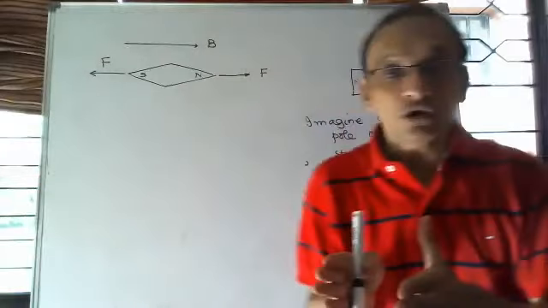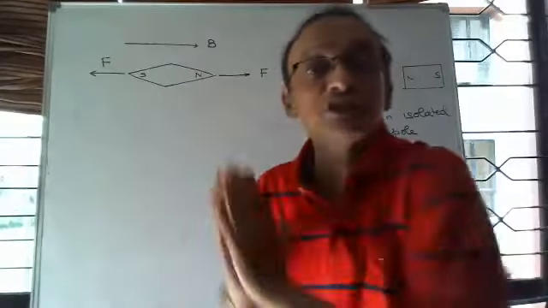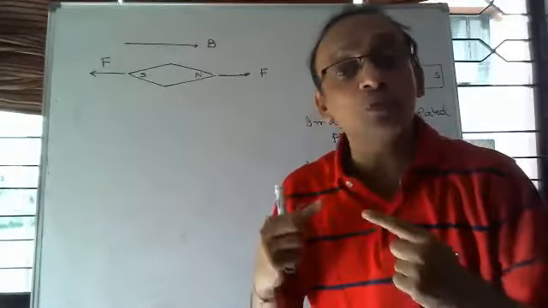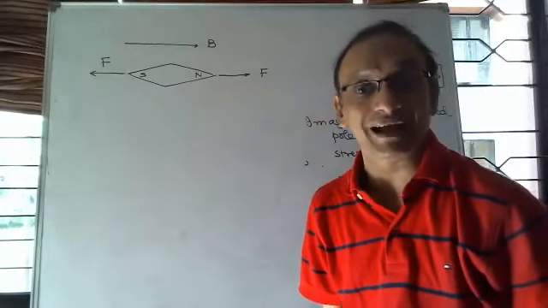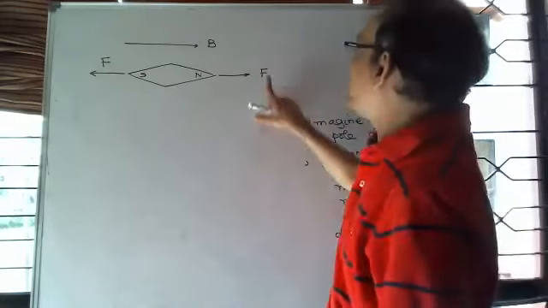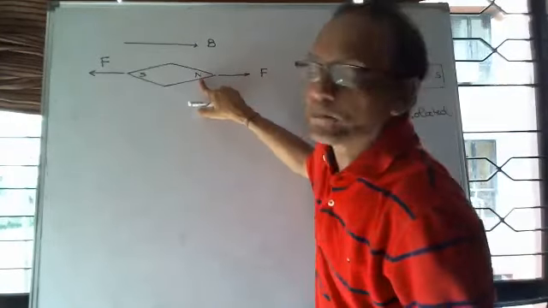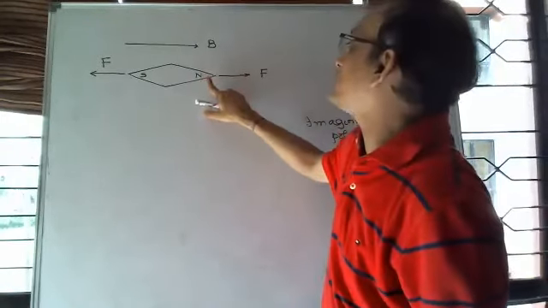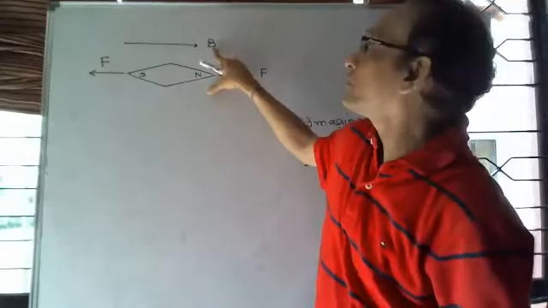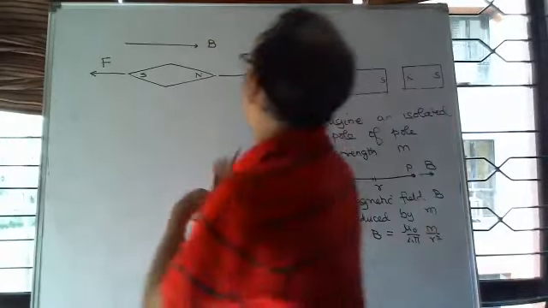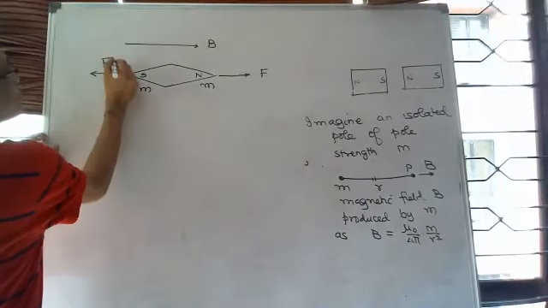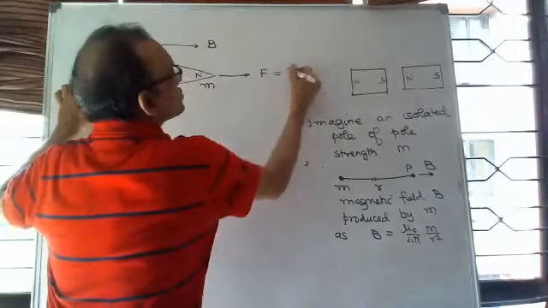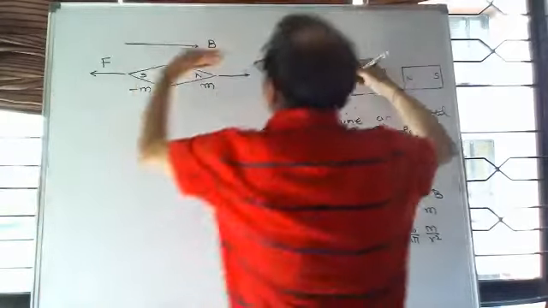A north pole will experience a force in the direction of the magnetic field. A south pole will experience a force opposite to the direction of the magnetic field. And what would be the magnitude of this force? If the pole strength is M, it will experience a force M into B in this direction. If the pole strength is minus M, the force is opposite. So they will experience a force M into B.